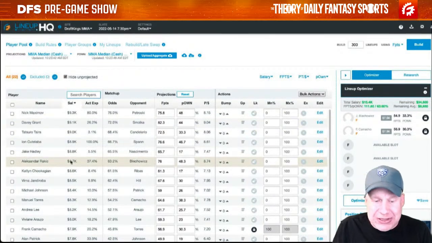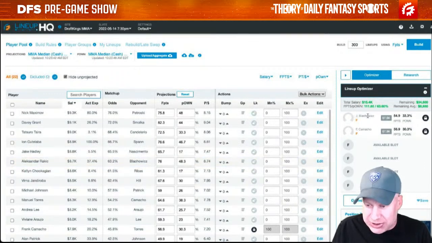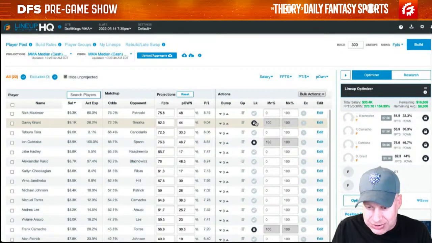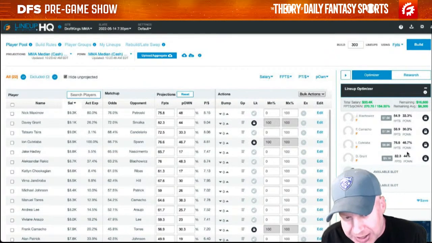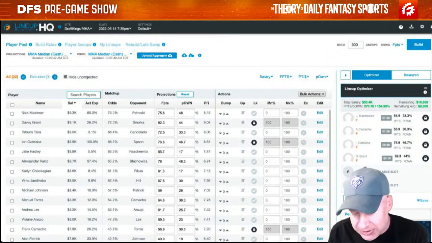So who's the cheapest? They're not going to play Rakic because you're going against Blachowicz. So Kudalaba and Davy Grant, the cheapest out of the bunch. Average remaining salary is $8,300. Okay, so how many combinations of this? Now we got 4 fighters in. So let's do that math now for the 4 fighters.